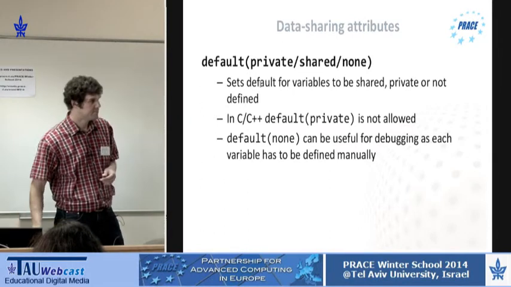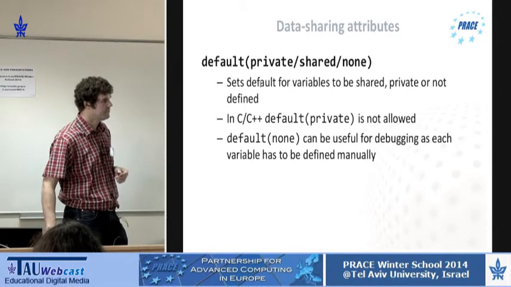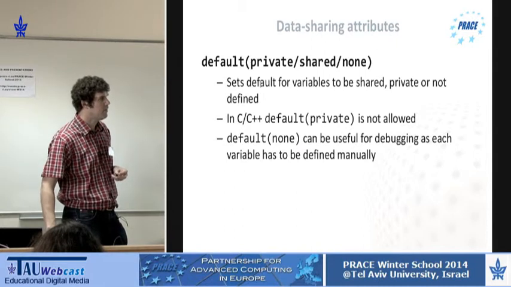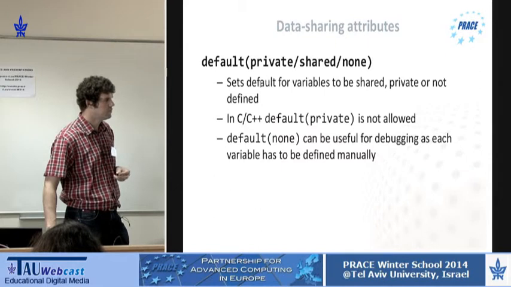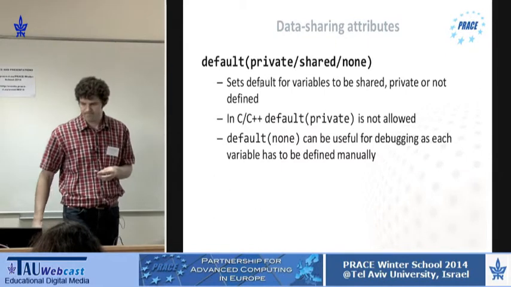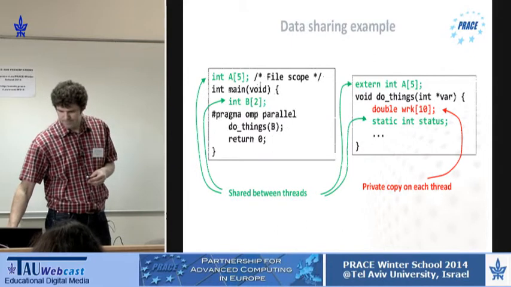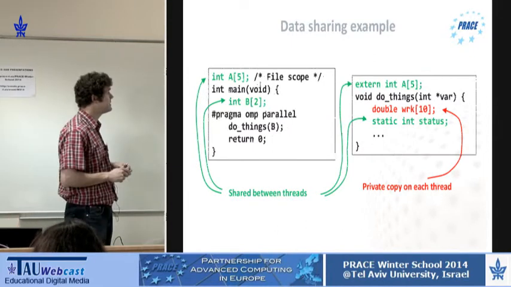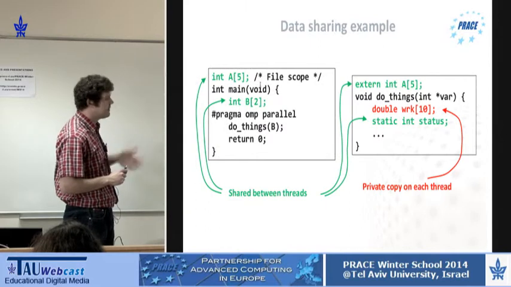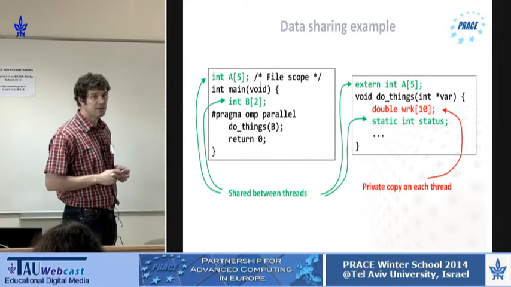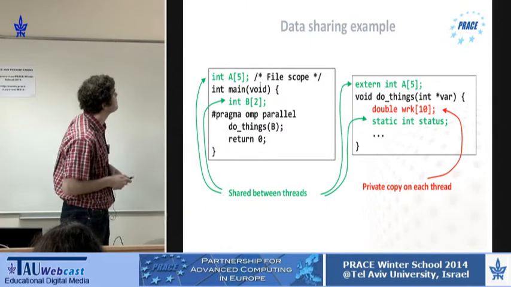Question? Yes? Can you have the same variable as firstprivate and lastprivate, meaning that you get the value from outside, work with it, and then return it? Yeah, I think it should work. Okay, thanks.